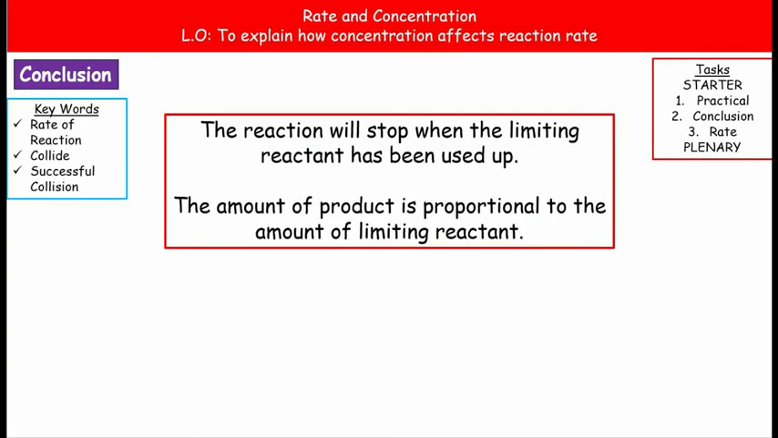One of the key things we need to bear in mind is that the reaction won't continue indefinitely. Reactions will come to an end when the limiting reactant has been used up. And what we can also say then is that the amount of product that we will produce is proportional to the amount of limiting reactant. So if we double the amount of limiting reactant, we double the amount of product. If we halve the amount of limiting reactant, we halve the amount of product.